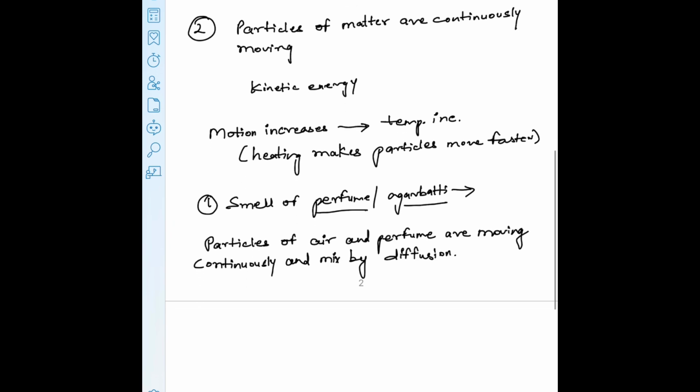Okay? And we just saw an example of potassium permanganate in water. And we know hot milk or tea aroma spreads faster than cold ones. Why? Because higher temperature makes particles move faster. So continuous movement of particles proves that matter is not still but dynamic.